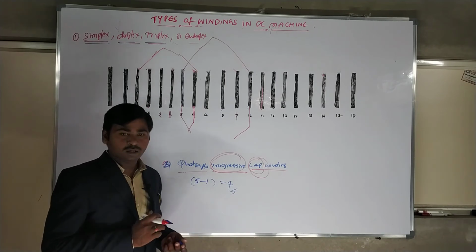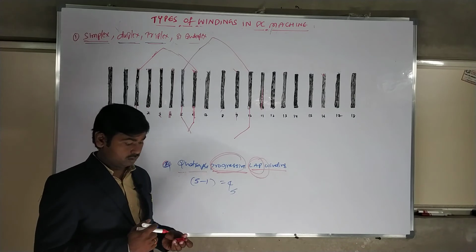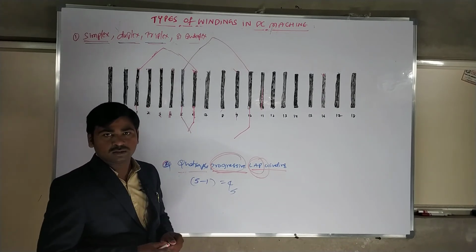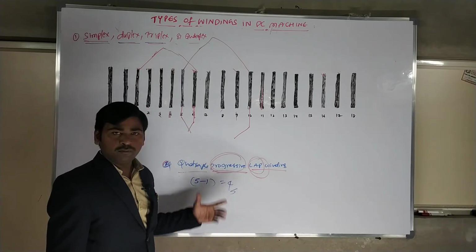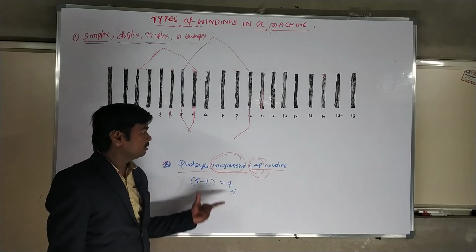Okay now, in the next class we will discuss single layer winding and double layer winding, and singly re-entrant and doubly re-entrant winding. Those who have doubts about lap and wave windings, please watch the previous videos on lap and wave windings. I think it is very clear. Thanks for watching.